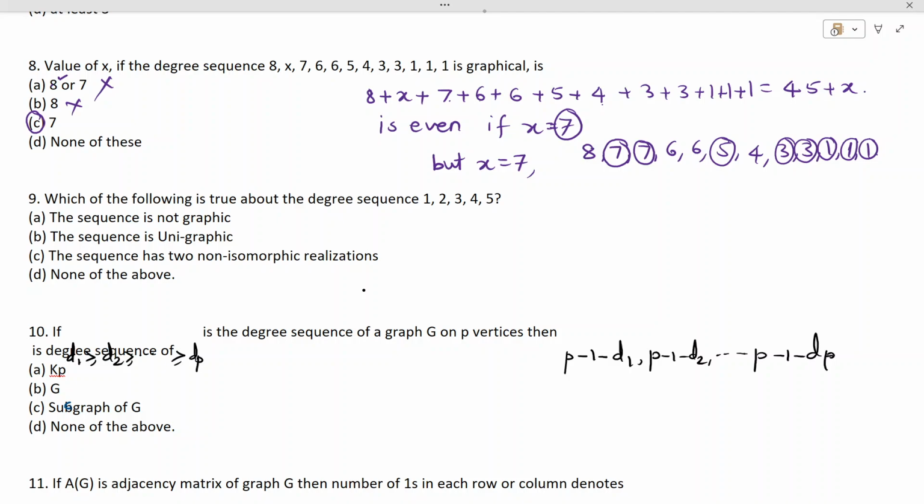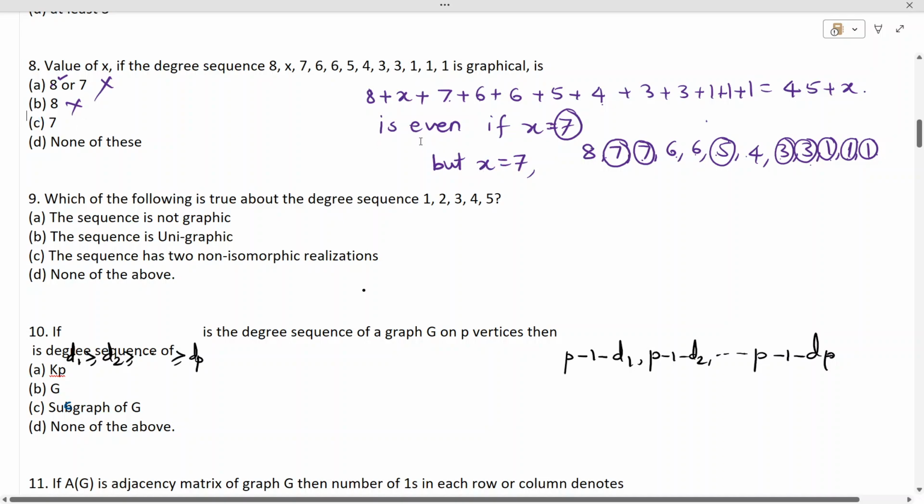Now again, if there is a graph with this degree sequence, then the graph has vertices 1, 2, 3, 4, 5, 6, 7, 8, 9, 10, 11, 12. 12 vertices. Okay. So it has 12 vertices.